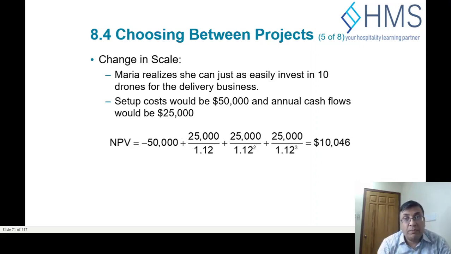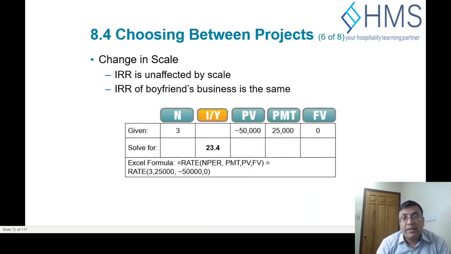Even though it's better than the boyfriend's business, how will Maria make a decision? Because the investment here is not the same. It's 15,000, which is higher than her initial investment in her own business, or her boyfriend's business. So how do you make the decision? In these kinds of situations, we calculate a crossover point, meaning the rate at which the decision between the two will be irrelevant. So how do we do that?